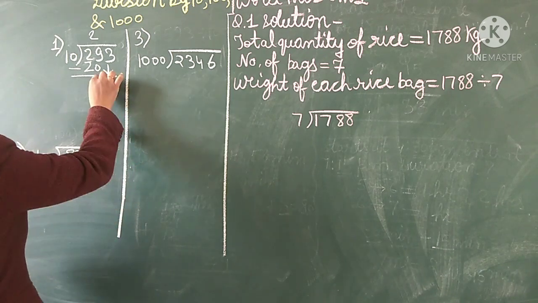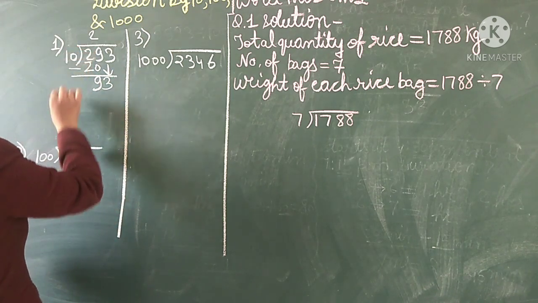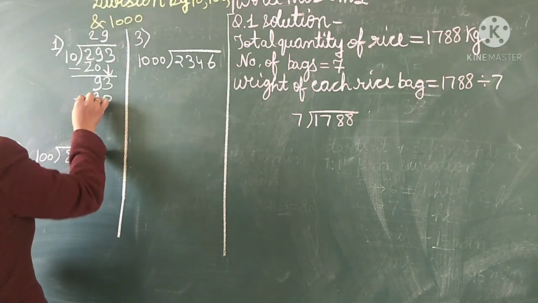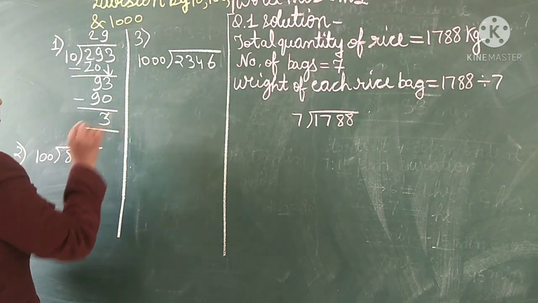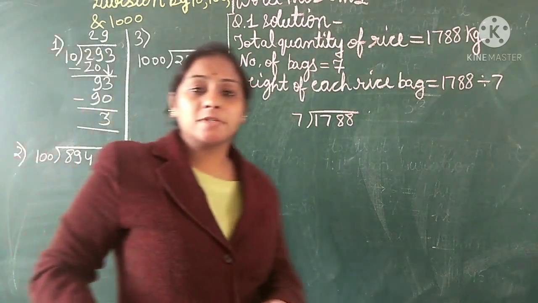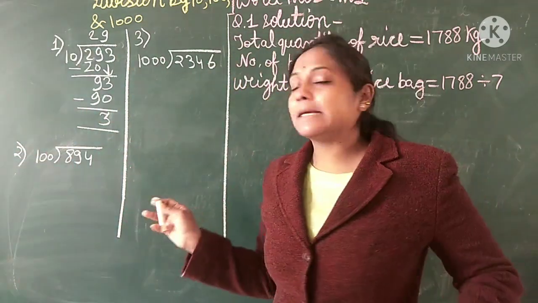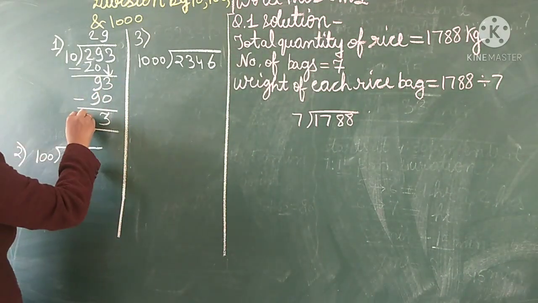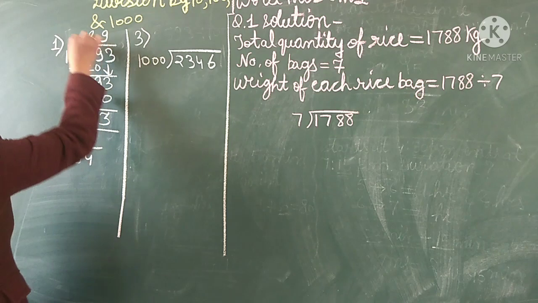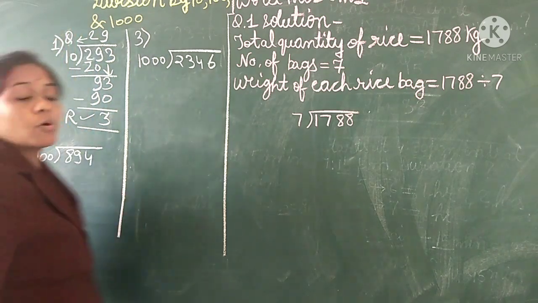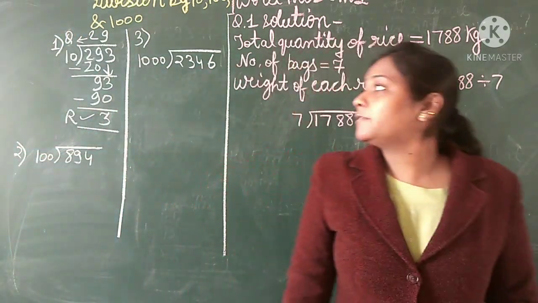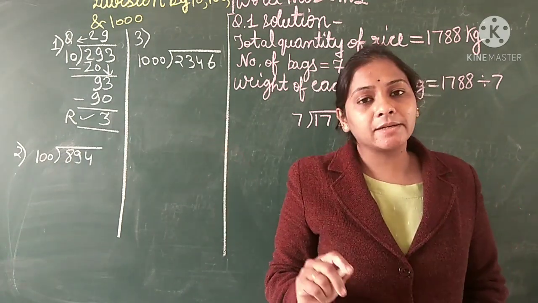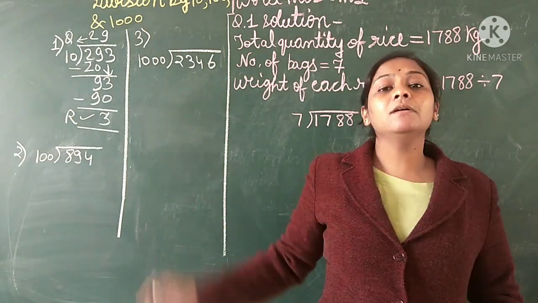Again 10 nines are 90. We subtract, and we get 3 here. So my dear students, we have observed that while dividing any number by 10, the last digit, the ones place digit, we get as the remainder, and the remaining digits we get as the quotient. So it will always happen. If you take a 4-digit number, then also the ones place digit will come as the remainder, and the remaining 3 digits will go in the quotient.